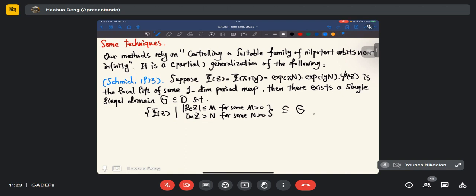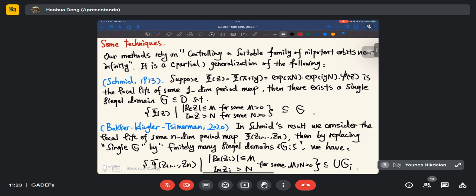So indeed, for the one-dimensional period mapping, the local lift would be a map from the Siegel upper half space to D, right? In Schmid's original paper, he proves that if we restrict the lift of the local period map to a region bounded in the real direction, but going to infinity in the imaginary direction, the image of this strip is contained in this single Siegel domain. Okay, so this is one of the classical results.